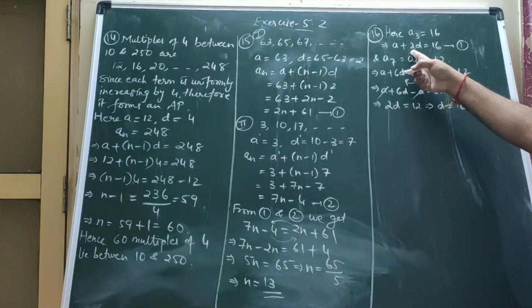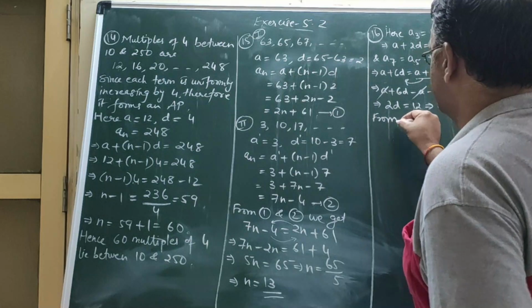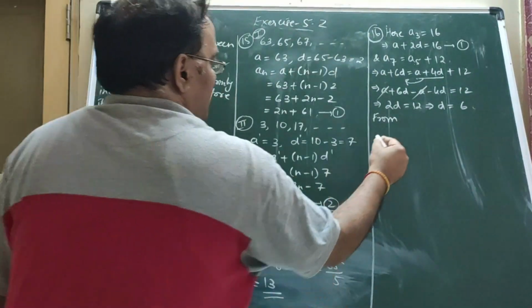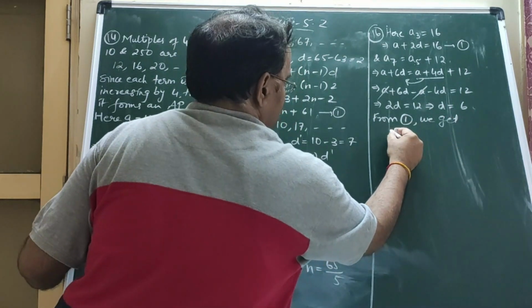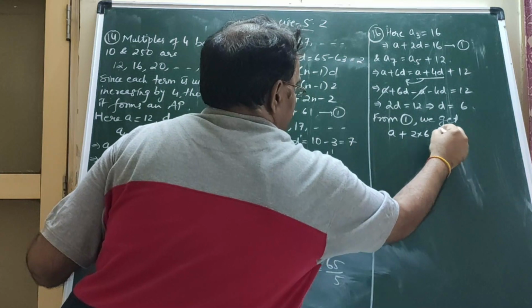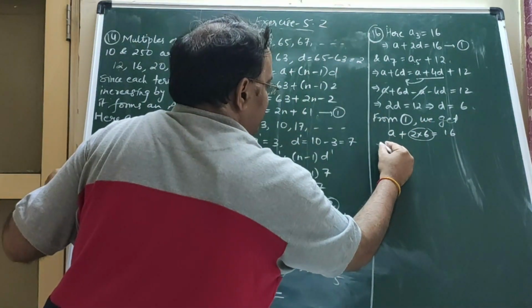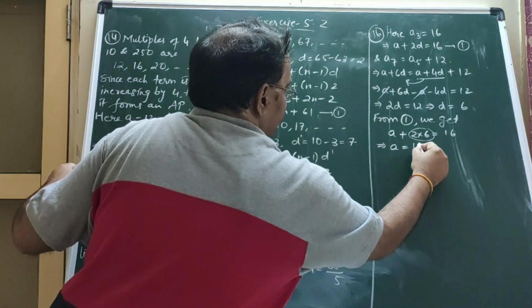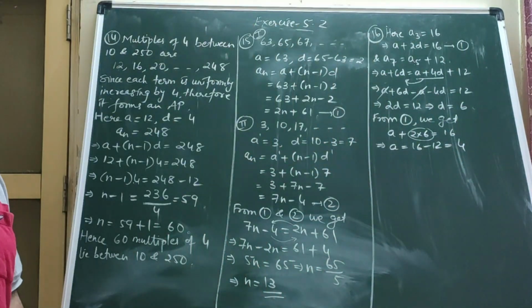Now we'll substitute D in the first equation. From 1 we get, A plus 2 into 6 is equal to 16. 2 into 6 is 12. 12 को उधर शिफ्ट करेंगे, we'll shift that side, it will become minus 12. So we got the value of A is equal to 4.